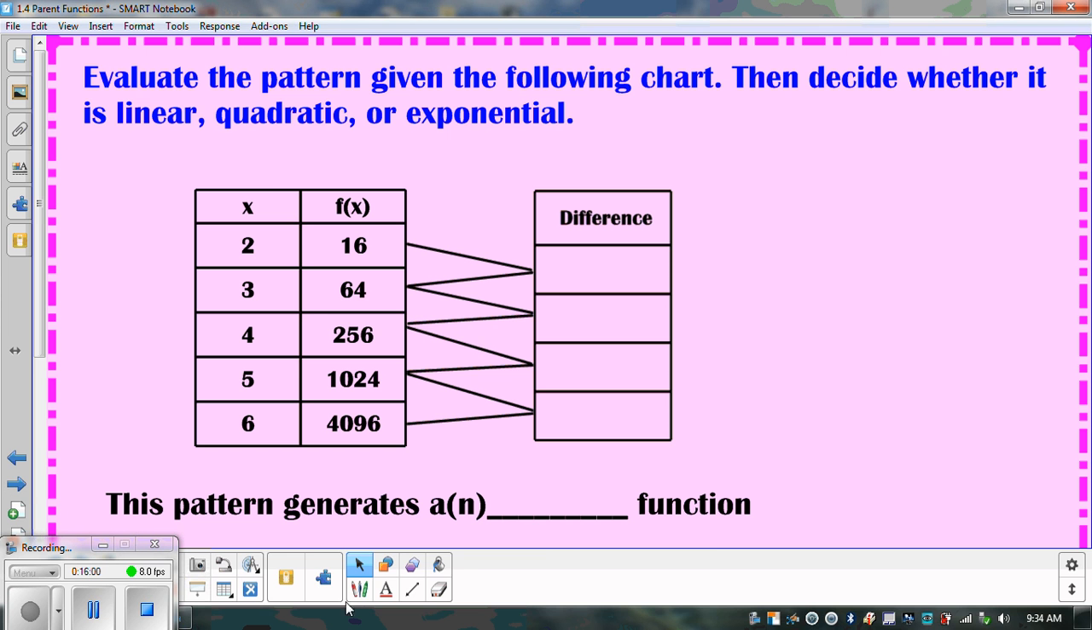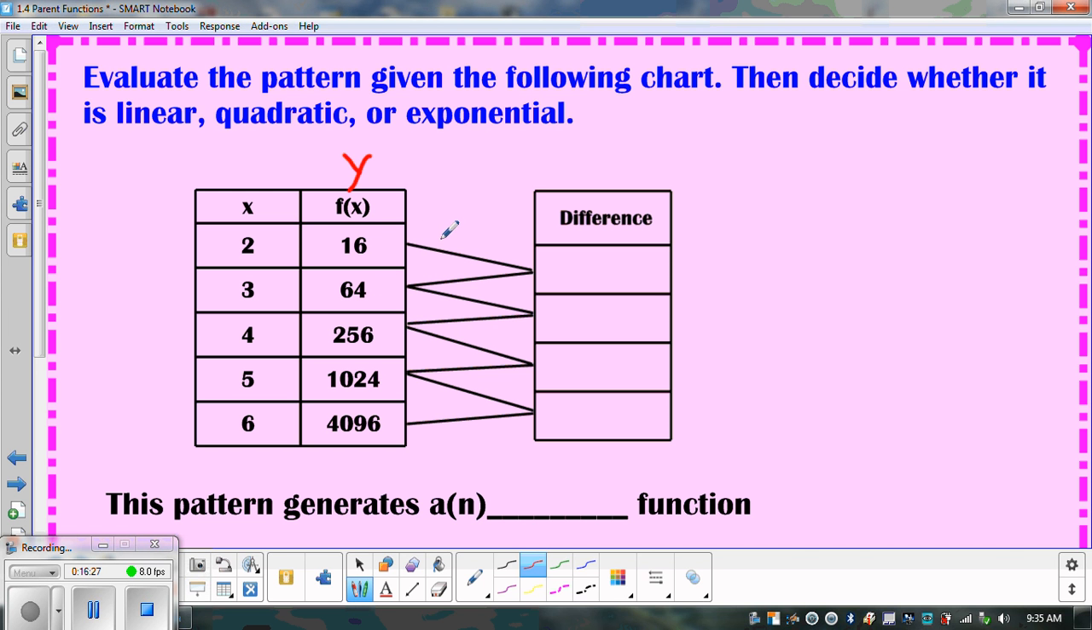So let's look at our first table here. We want to look at the y values. Now remember, f of x is the same as y. So the question is, how am I getting from 16 to 64? From 64 to 256? The numbers are going up, so I'm going to predict it's multiplying or it's adding. Well, if I add, I'm not adding the same number to get from here than I am from here. I'm going to predict I'm multiplying.